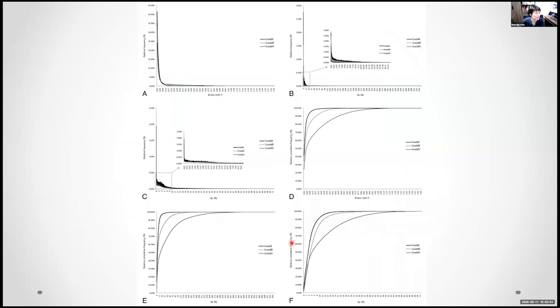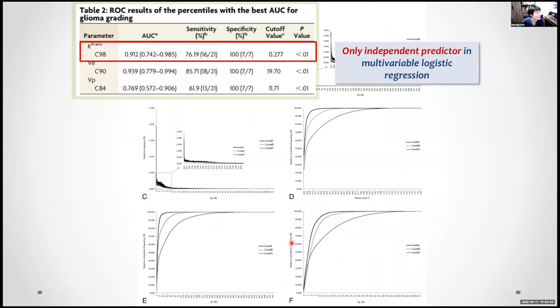And here are the other graphs also showing the differentiation between the grades. And in the multivariable logistic regression, the 98th percentile of the Ktrans was shown to be the only independent predictor.